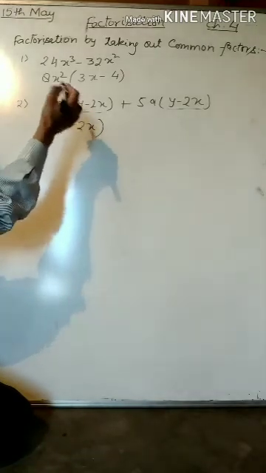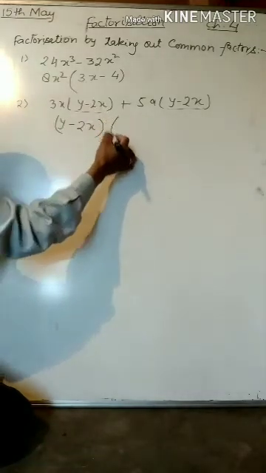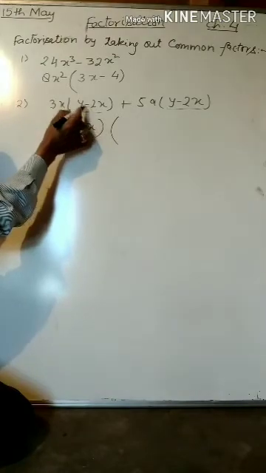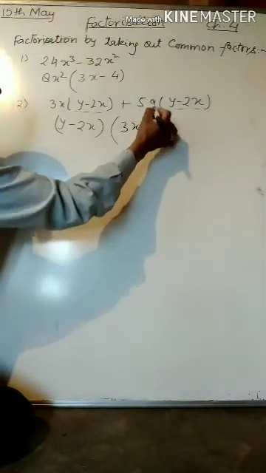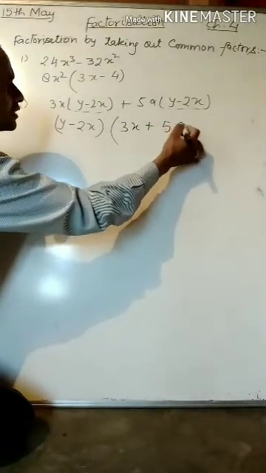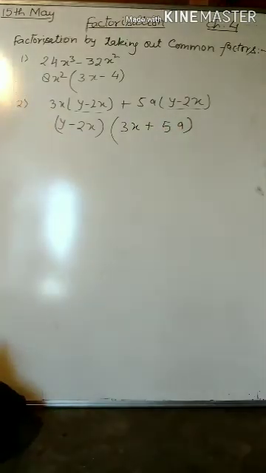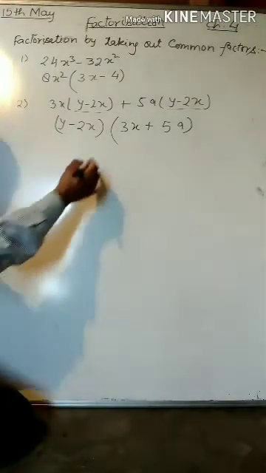What will be left here? We will use a bracket. This has come out and this is 3x plus 5a. This expression is now changed into two factors. Now I am taking you to your exercise.